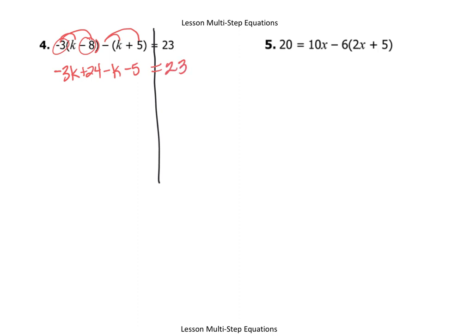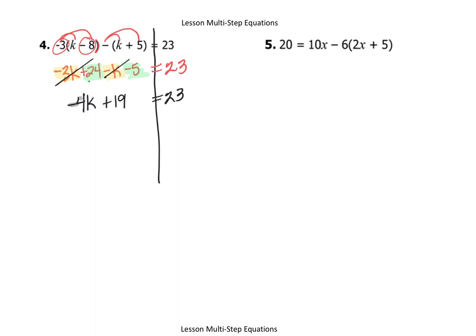Our next job is to look for like terms on either side. So my negative 3k can go with negative k. My positive 24 will go with negative 5. And these are all like terms because they're on the same side of the equal sign. So negative 3k minus another k means we have negative 4k. Okay. Positive 24 minus 5 means we have a positive 19, and this is equal to 23.